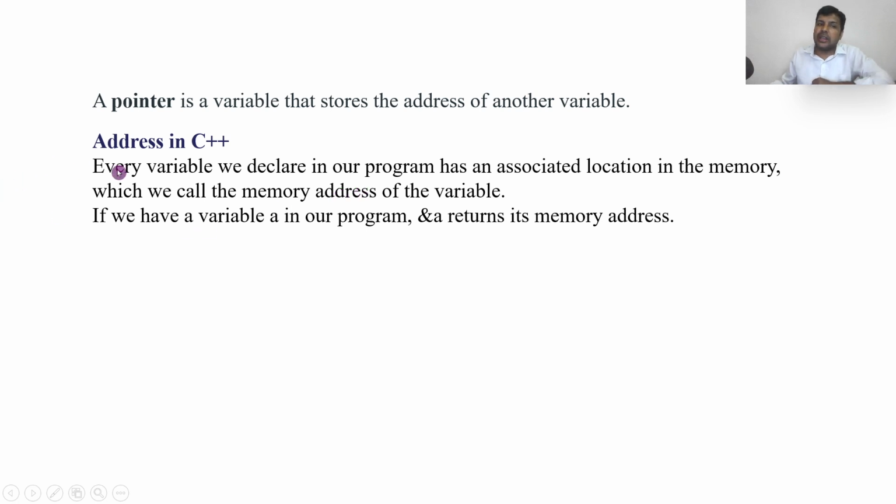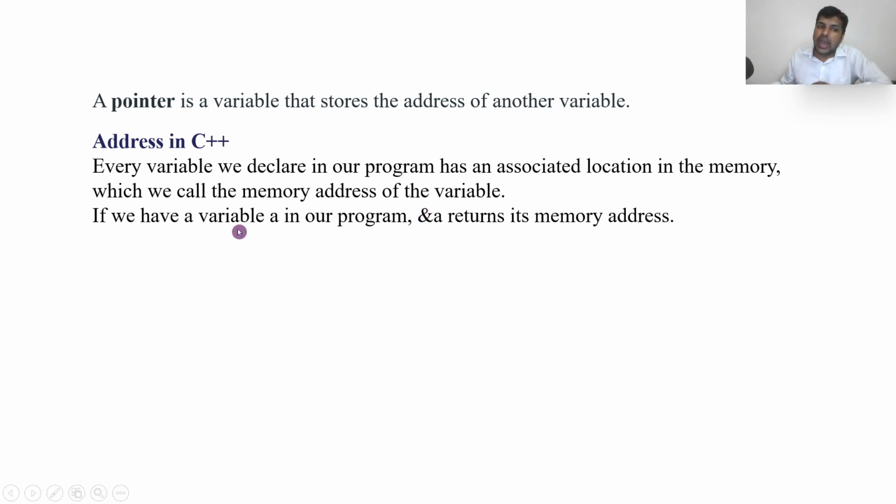Okay. So, address in C++. Every variable we declare in our program has an associated location in memory. When we declare a variable, some memory location is automatically allocated for it, which we call the memory address. Just like we have our own address, for example our building has an address and a location, in the same way whenever you declare a variable, it has a location and an address.